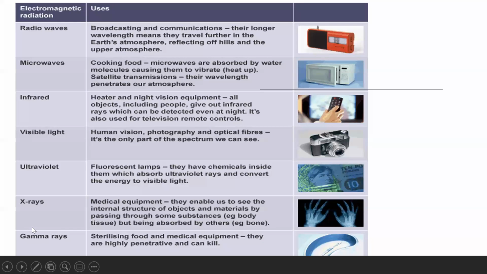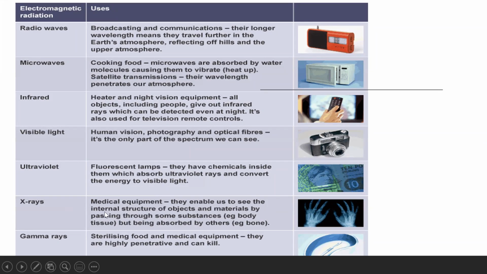X-rays, you know, are used in medical equipment to diagnose. X-rays will pass through our body, but they will not pass through our bones much. So, you can get X-ray images of bone. So, if there is any fracture, you can identify that. So X-rays are used in medical equipment.